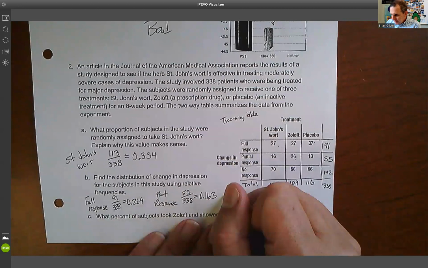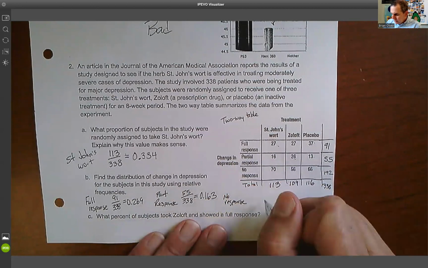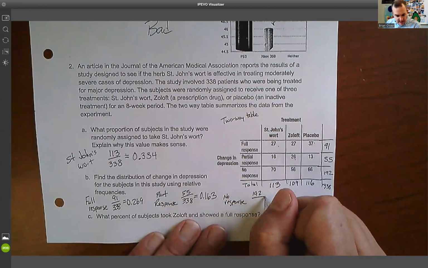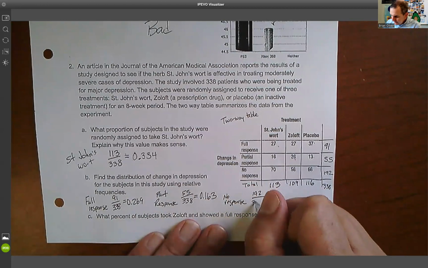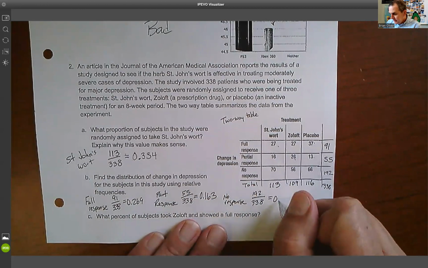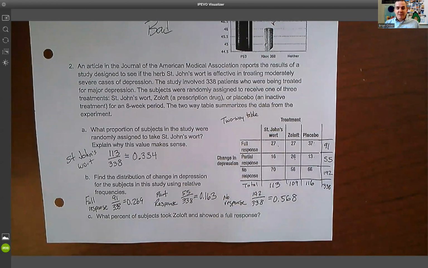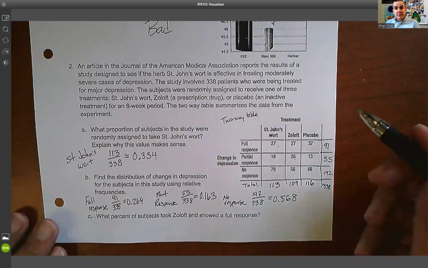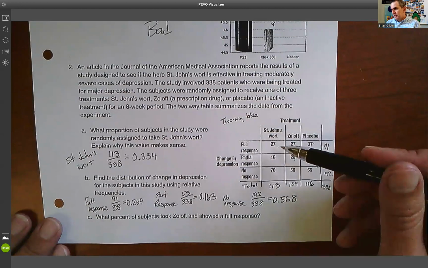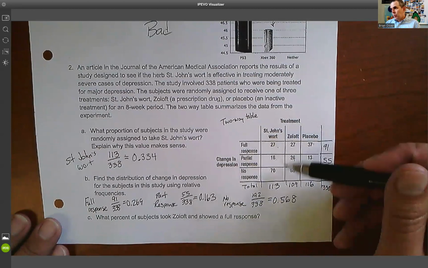And then no response would be 192 out of 338, and that would be 56.8%. So in other words, what this says is that in this study, more than half of the people had no response to it. So does this really tell us anything? Maybe, maybe not. When we talked about this in class, you could also look at the analysis from the perspective of which one worked the best.